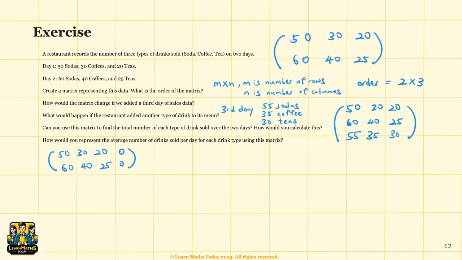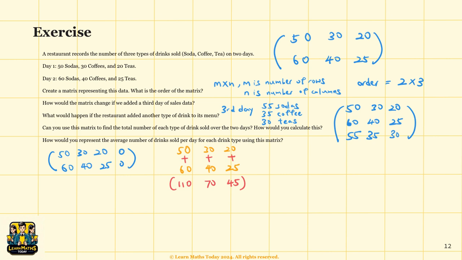To find the total number of each type of drink sold over the last 2 days, you can just simply sum the columns of the matrix. This gives the total for each drink type. For example, total soda equal to 50 plus 60 equal to 110. Total amount of coffee sold equal to 30 plus 40 equal to 70. And total tea sold equal to 20 plus 25 equal to 45. You can represent this as a matrix of the form 110, 70, 45.